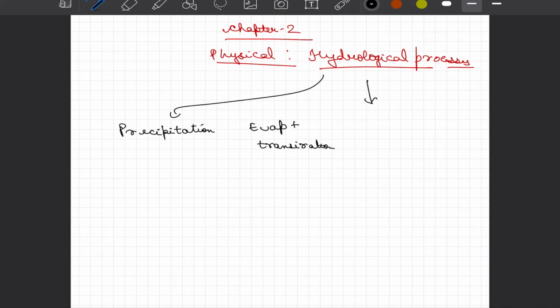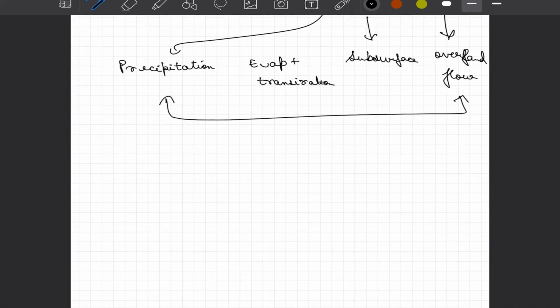Then we will also talk about some surface flows and subsurface flow. Anything that is flowing beneath the surface would be subsurface, and anything that is flowing over the surface would be classified as overland flow. Now, one thing is for sure: when we talk about hydrology, we are essentially going to deal with fluid, which luckily for us is water. And not only that, this is fluid in motion.